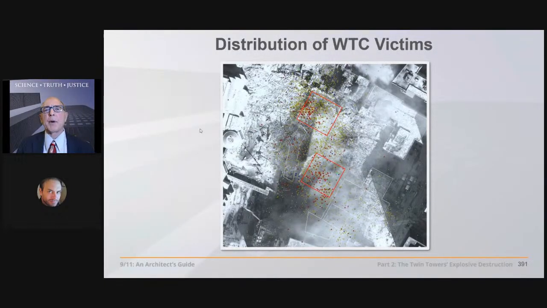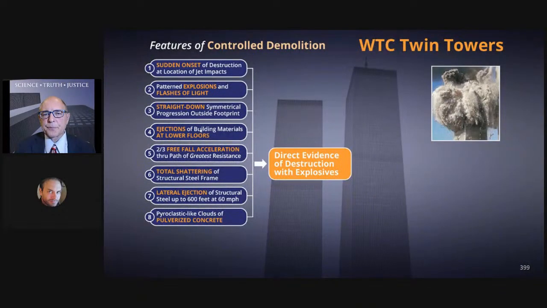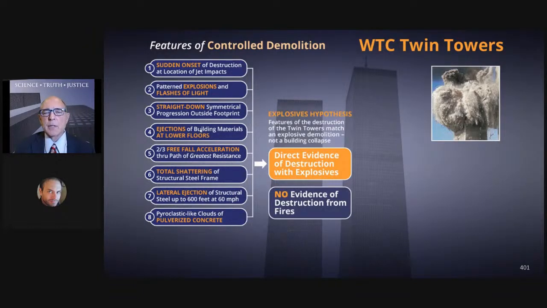How did those body parts that were found get sent 800 feet from the towers in what we're told is a gravitational collapse? How can that cause such incredible pulverization and distribution of these body parts? Well, what we're seeing is direct evidence of destruction with explosives. Fire doesn't create any of these features, let alone all of them.